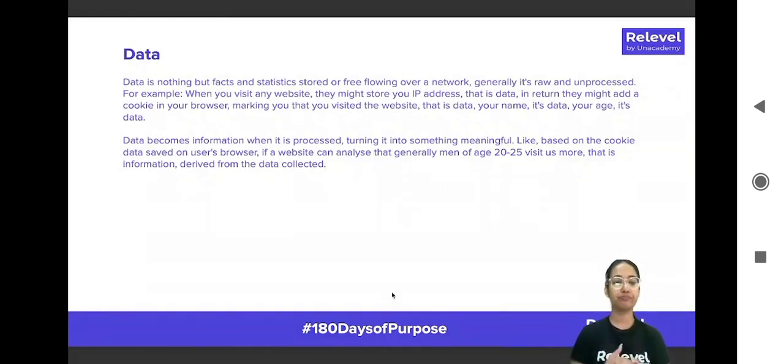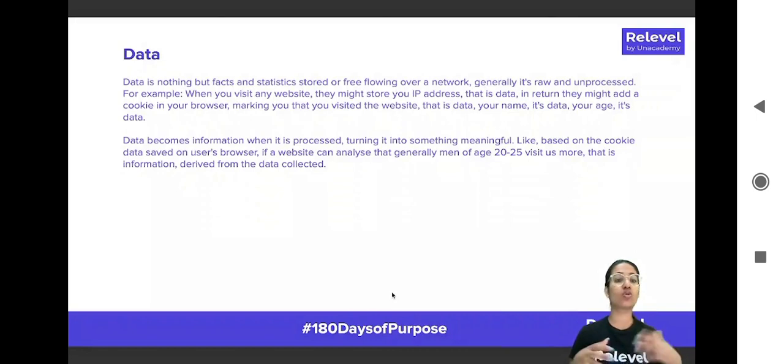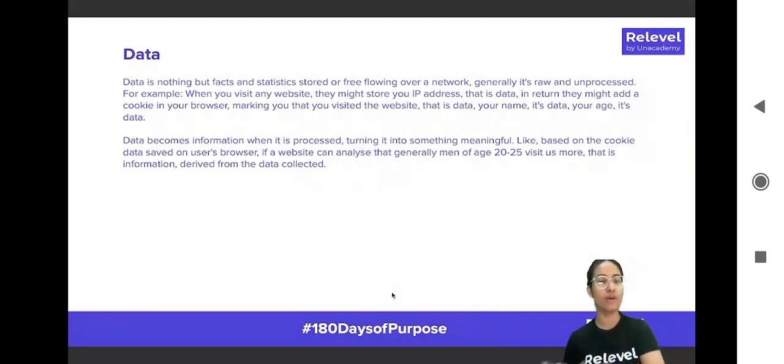Now, data and information, there's a difference between them. Data becomes information when it is processed, turning it into something useful. For example, based on the cookie saved on the user's browser, if a website can analyze that generally men of age 20 to 25 visit us more, that is information, derived from the data collected.